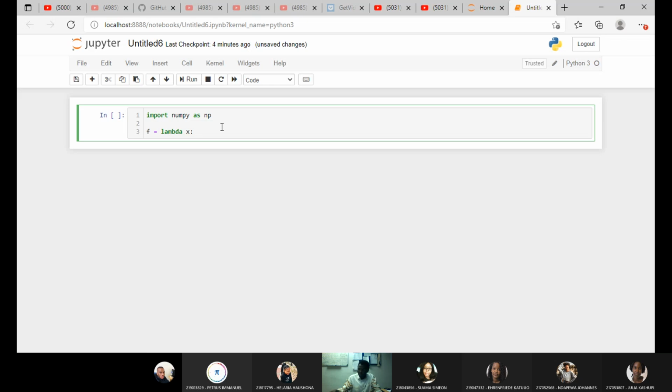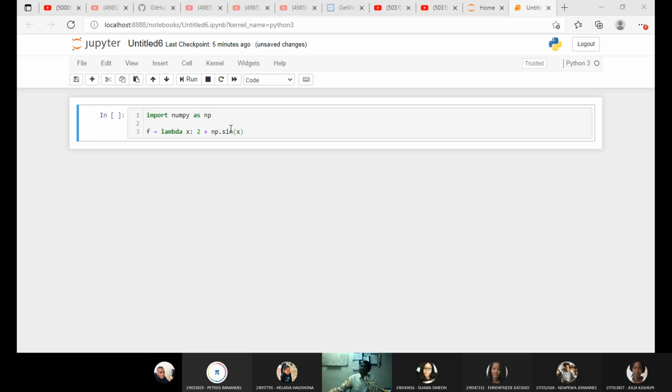Okay, now our function is 2 plus sine. For sine, is it in math or is it in numpy? Okay, let's try with numpy. Yeah, it should be numpy also. Then we use our sine function because it is in numpy. So that's what we will use, right? So f is our lambda function.